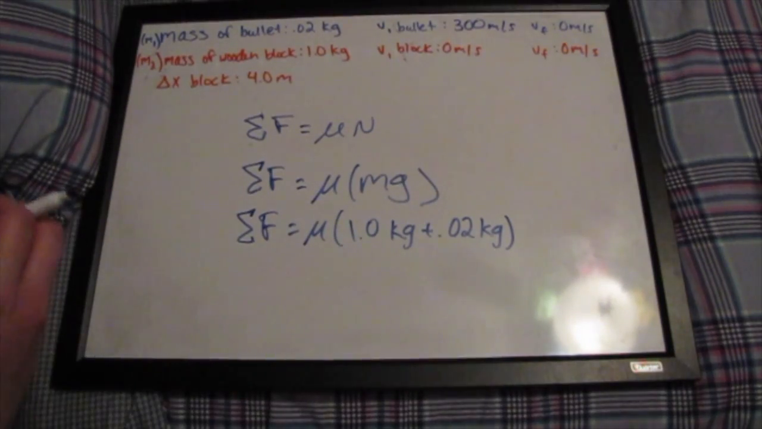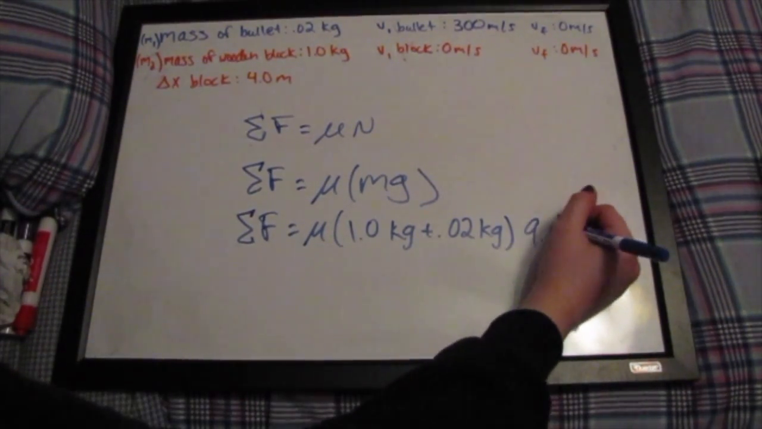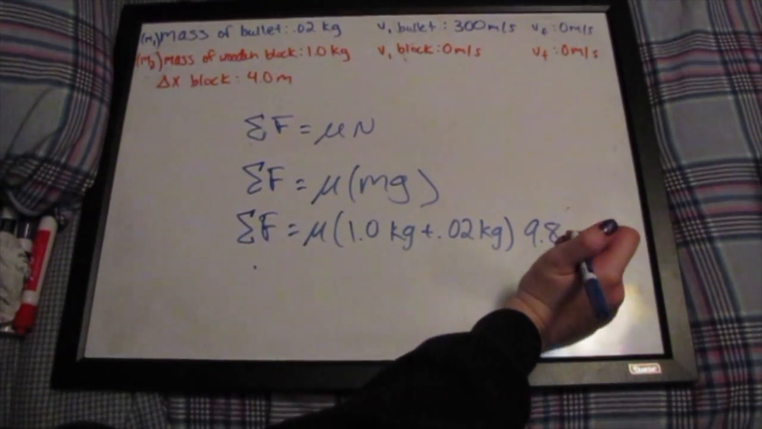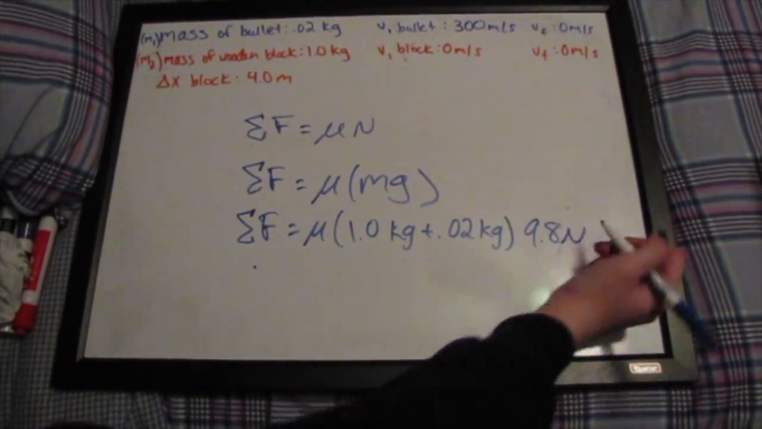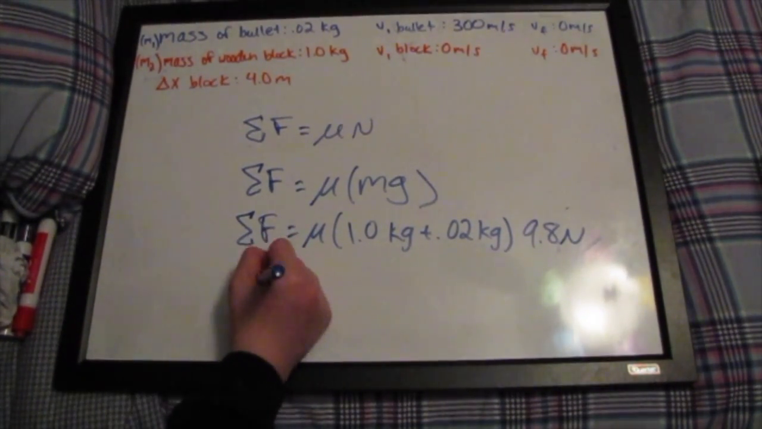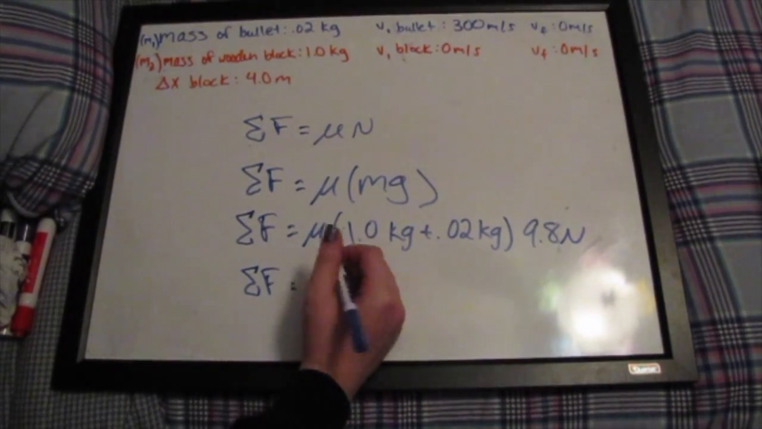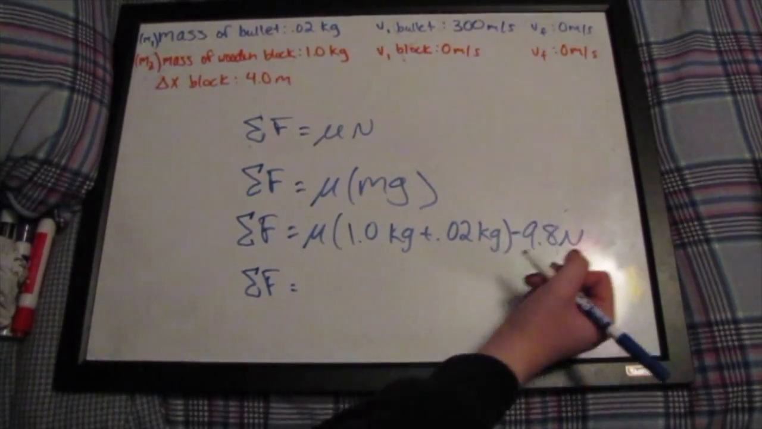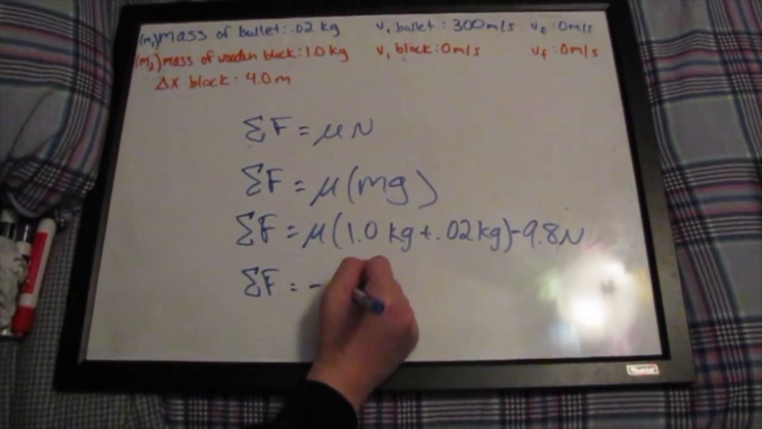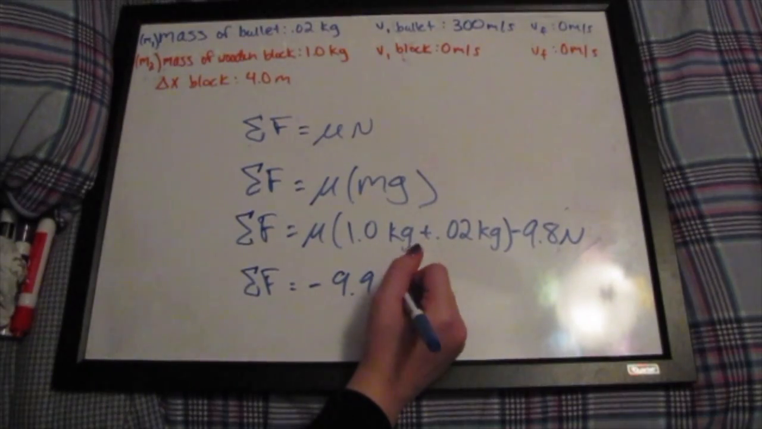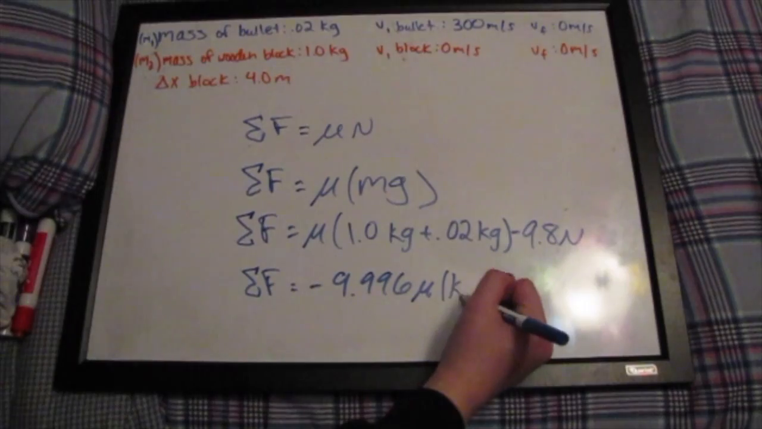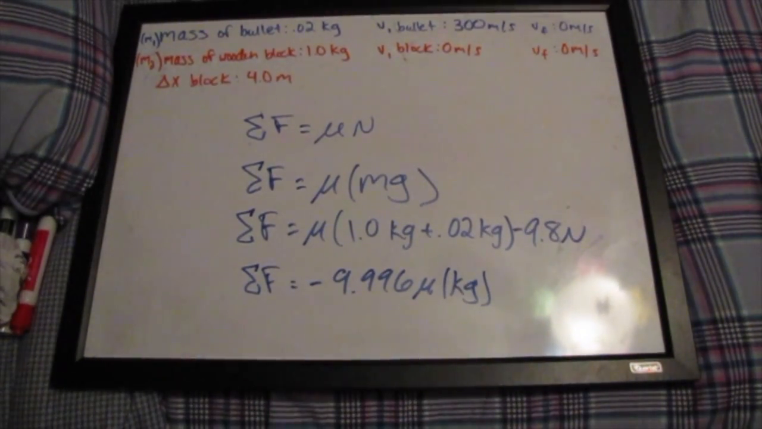And then our gravitational force is 9.8. And then when we solve for this, this is going to be Newton's. So our sum of the forces is going to equal, this is negative because it's pulling down, so it's going to be negative 9.996 mu kilograms. We always have to include both labels.